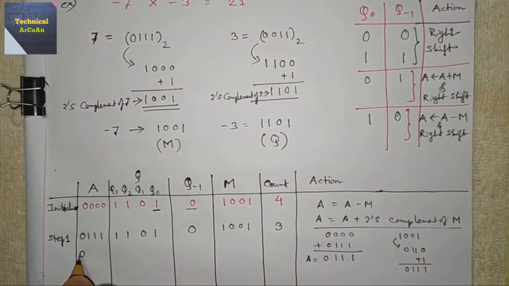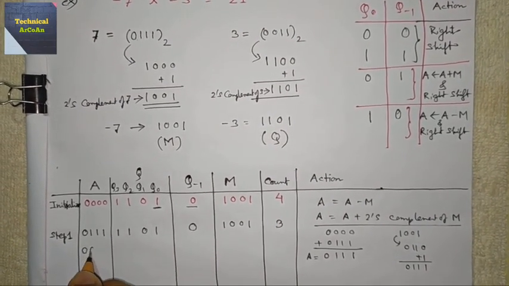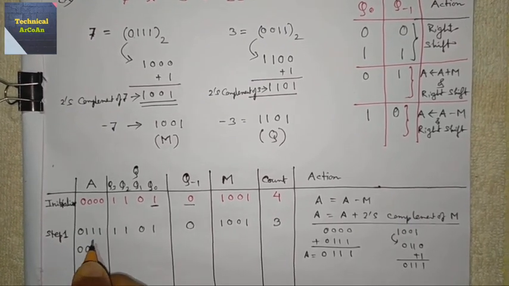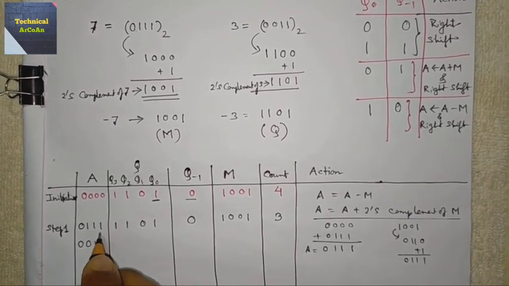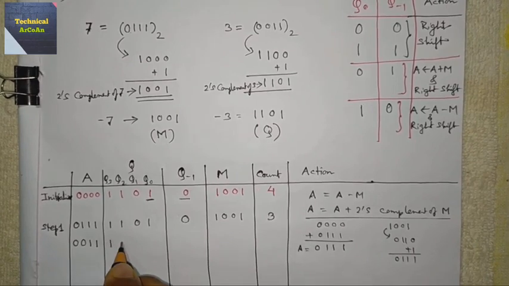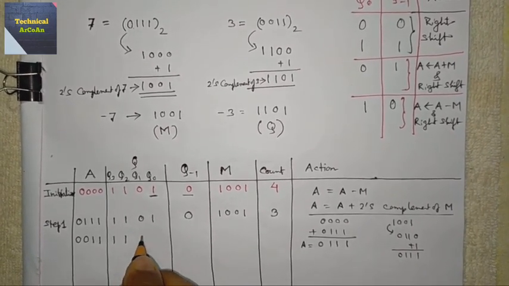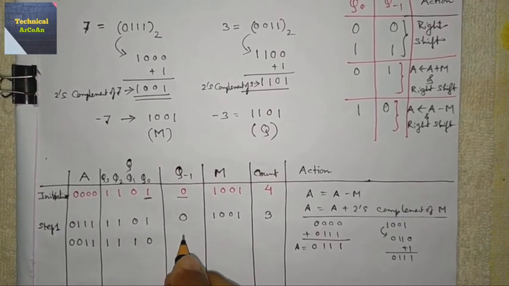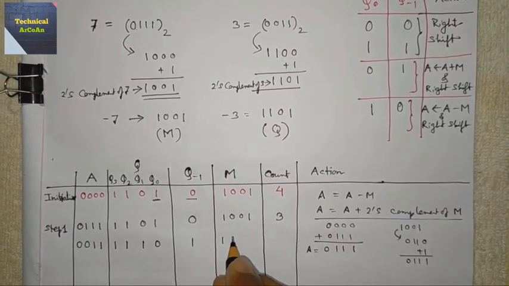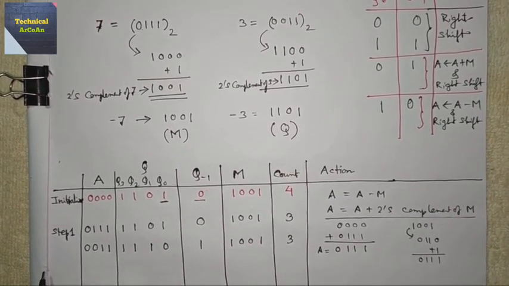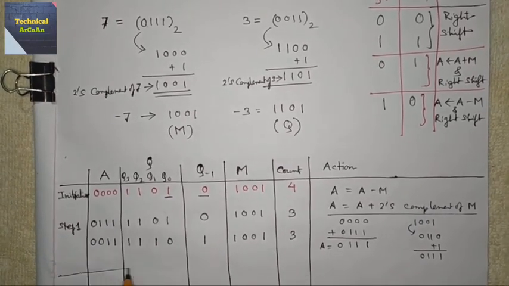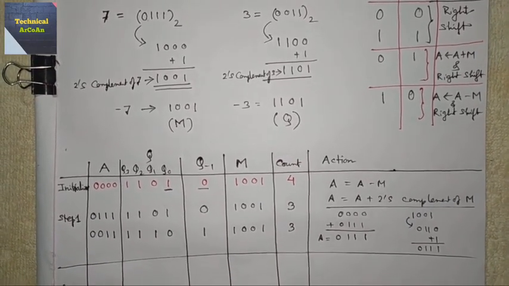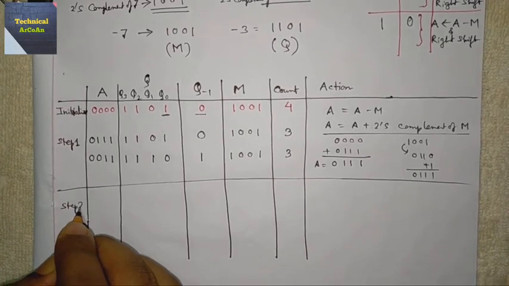What happened, this 0 will come there, after this 0 goes to that place, this 1 comes to that place, this 1 comes to that place, this 1 comes to that place, this 1 comes to that place, this 0 to that place, this 1 to that place, and M will be the same. Okay, so after step 1 we got this result. Okay, now go for step 2.